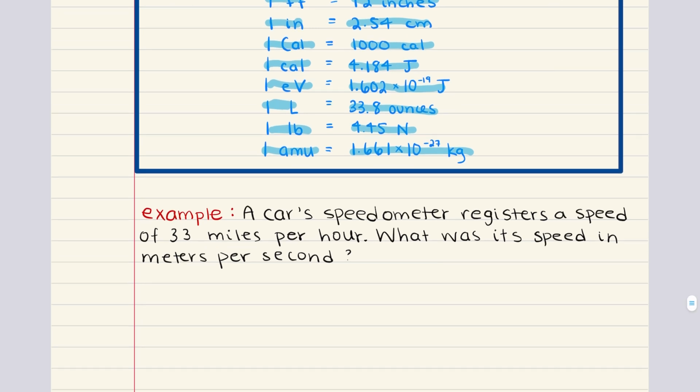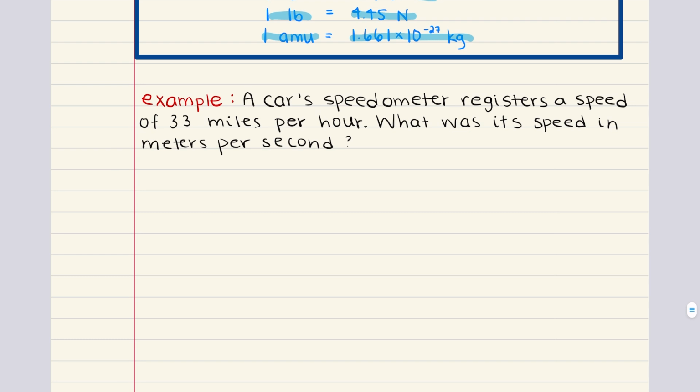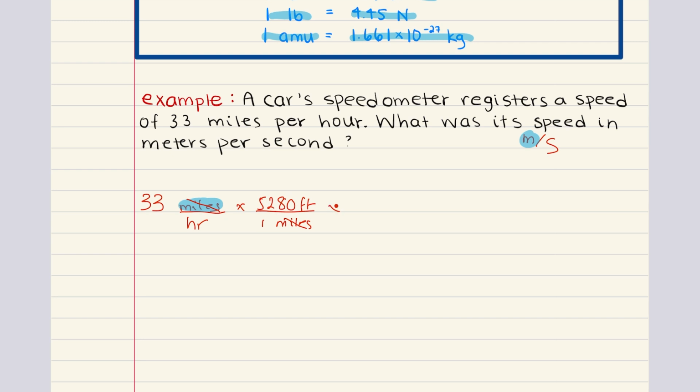Let's go ahead and tackle a practice problem. This problem says a car speedometer registers a speed of 33 miles per hour. What was its speed in meters per second? We know that our speed is 33 miles per hour. Our ultimate goal is to re-express this in units of meter per second. Let's start by focusing on converting miles to meters. We know that 1 mile has 5,280 feet. This way we can get rid of our miles unit and we're left with feet.